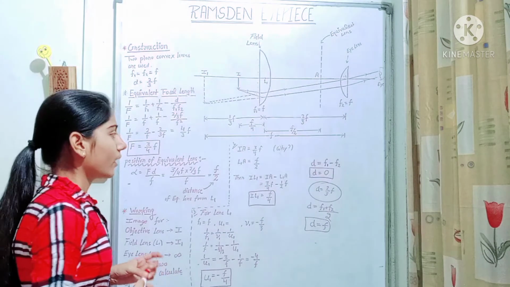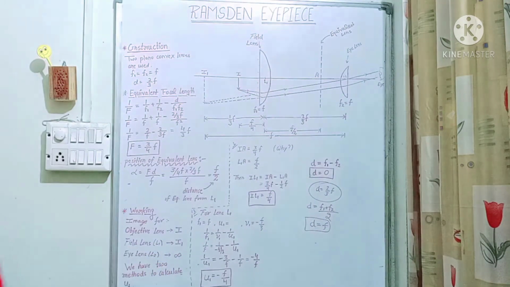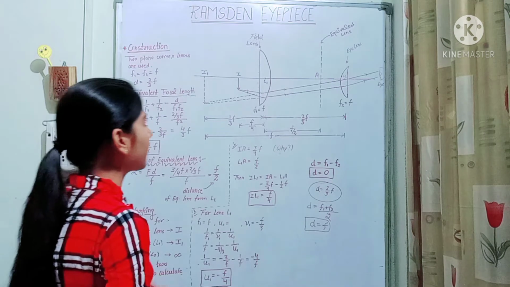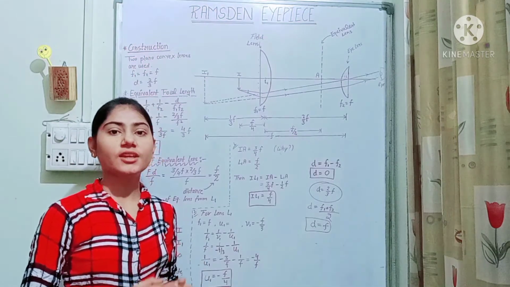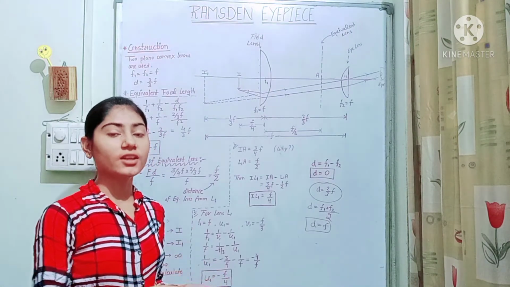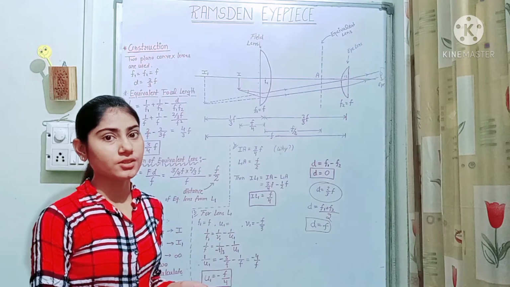But the spherical aberration is reduced by making both the lenses plano-convex lenses with their convex surfaces facing each other. And the chromatic aberration is minimized by using an achromatic combination both for the field lens and the eye lens. In the Ramsden eyepiece, there are some aberrations present, but from the perspective of measurement, it is more convenient than the Huygens eyepiece.